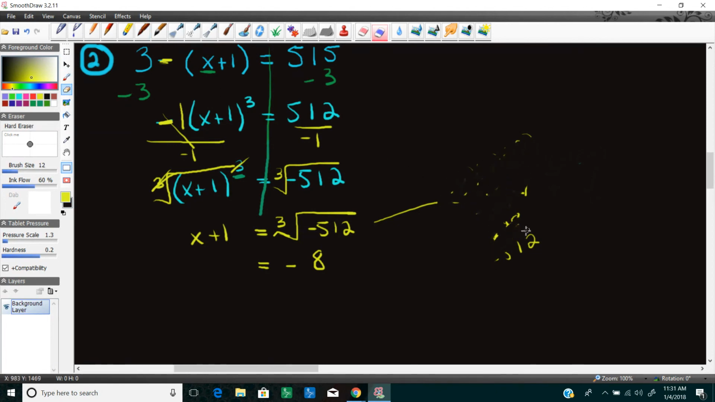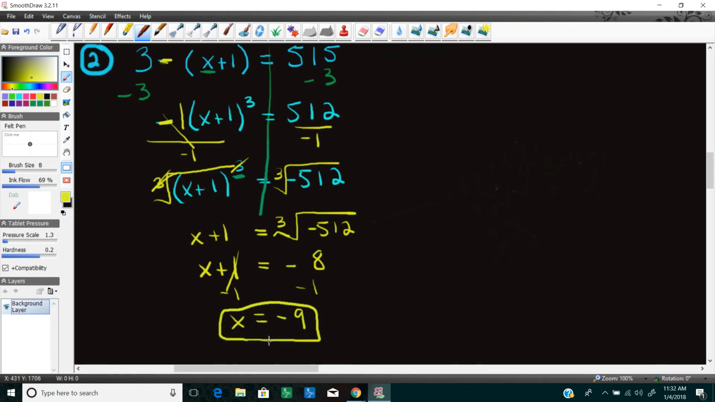And just how you saw me doodle on the side, that's another way to solve these. Just pick a number, cube it, and see if it comes out with the same one. Okay? Math is all about trial and error. So anyway, this one is negative 8 because to get that negative again, we need to have three negatives. So let me continue. From here, it's just like the other problem before. Subtract 1 from both sides. So x is equal to negative 8 minus 1, which is negative 9.